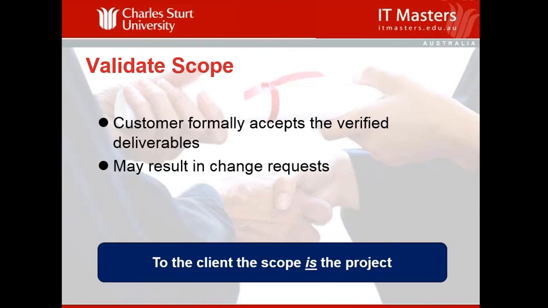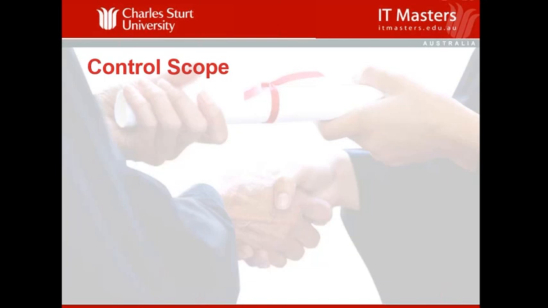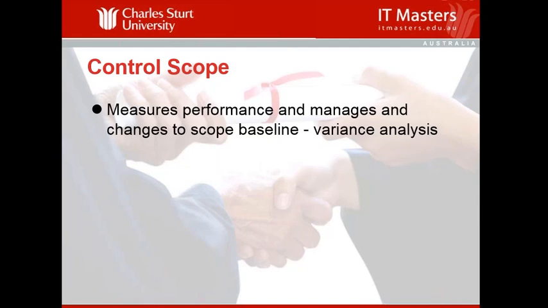So at the end of the day, the scope is the project. So the client is focused on what the end result is. They don't look at all the other elements and all the other knowledge areas that are the concern of the project managers. The second process under monitoring and control that relates to scope is control scope, a very important part of project management. So you're checking to make sure that you're working towards the scope baseline.